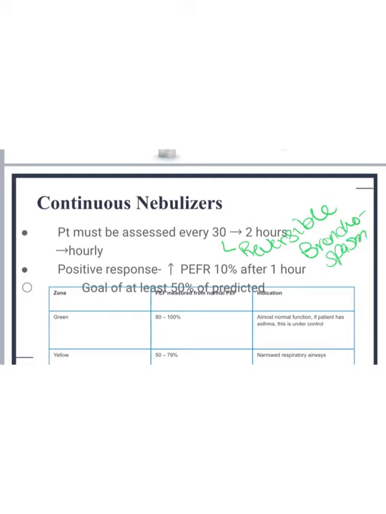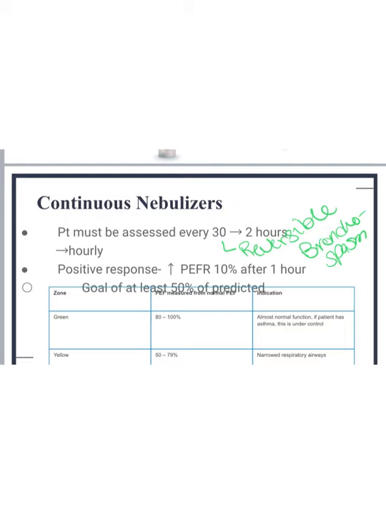So our asthmatics, you are going to do a lot of continuous nebulizers. When we do give this to the patient, they must be assessed every 30 minutes to 2 hours and then hourly. We need to make sure that they are not having an adverse reaction to the drug, that they are improving, and that we don't need to escalate care to a BiPAP or to intubation. A positive response would be an increase in peak expiratory flow rate of 10% after an hour.